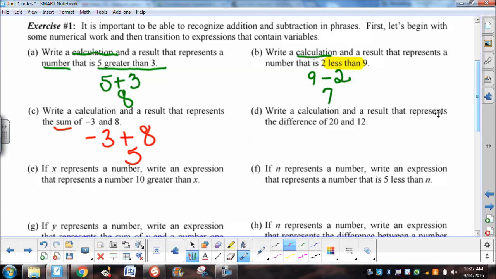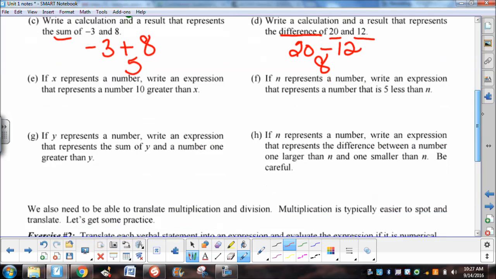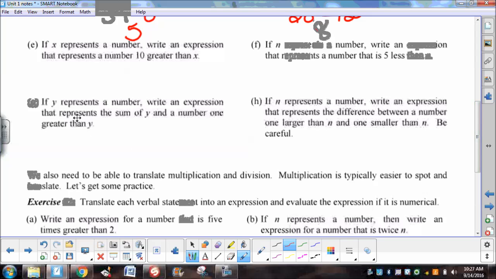Write a calculation and a result that represents the difference of 20 and 12. When it says difference, we know it's subtraction, and it converts right into the math expression in the same order. So 20 minus 12, so that result is 8. You guys are going to do E and F. Let's jump down to G.